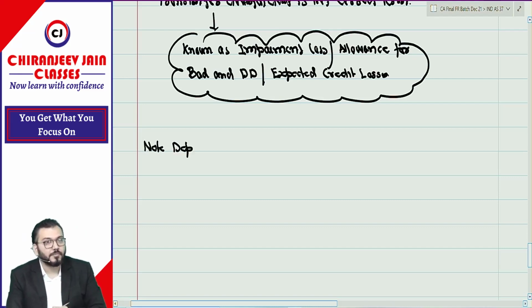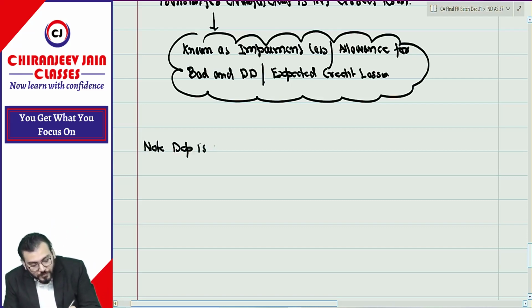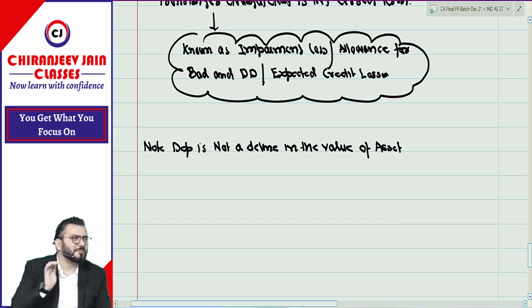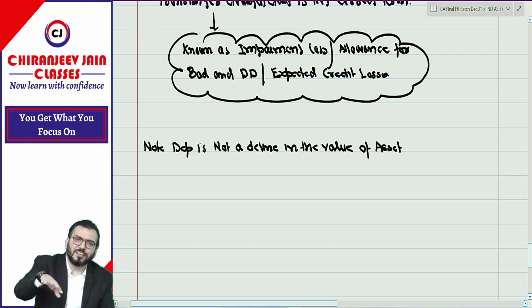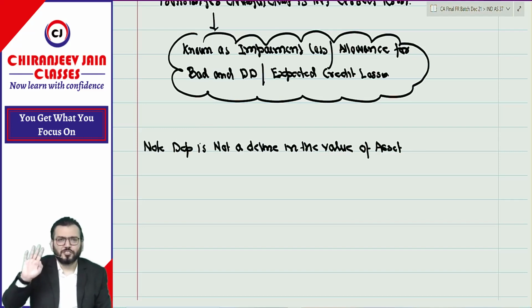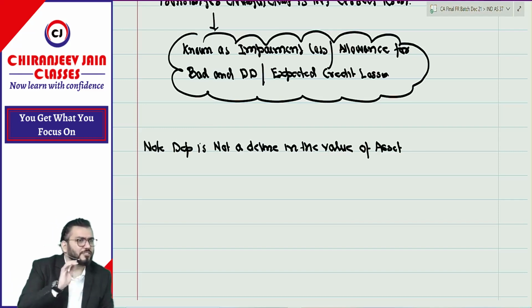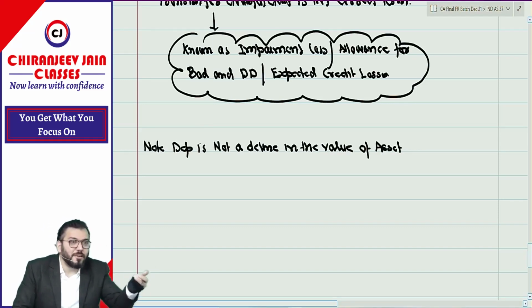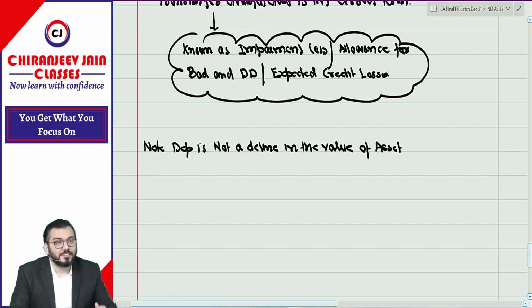Depreciation is not a decline in the value of asset. Not a decline in the value of asset. Even though the value of asset is increasing, we need to charge depreciation. If you have done revaluation of asset under AS 10, any asset which is upward revalued requires depreciation. That is due to usage of asset, due to future event, whatever.